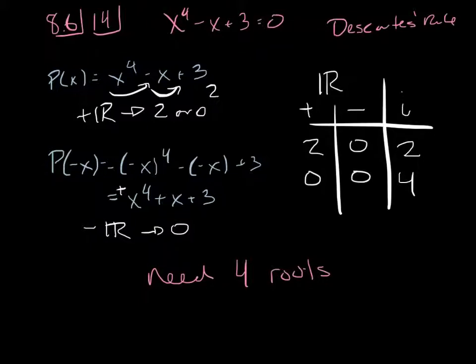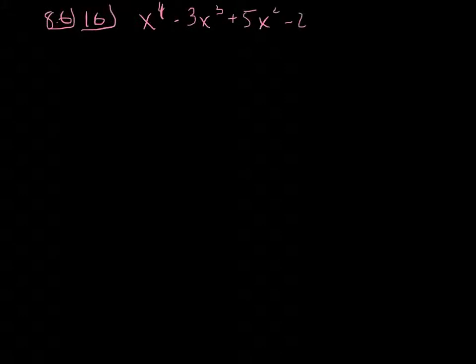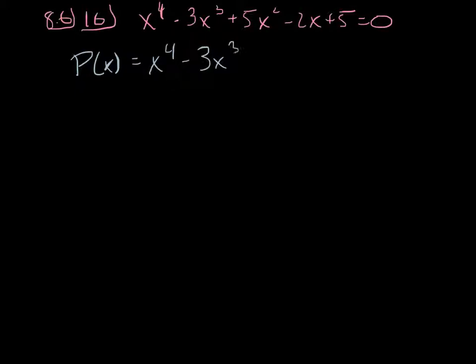Okay, so that's number 14. I'll take a look at a couple more. This is still 8-6, and this is number 16. It's x to the fourth minus 3x cubed plus 5x squared minus 2x plus 5 is equal to 0. So let's take a look at P of x, which is the original. Now P of x deals with positive real.